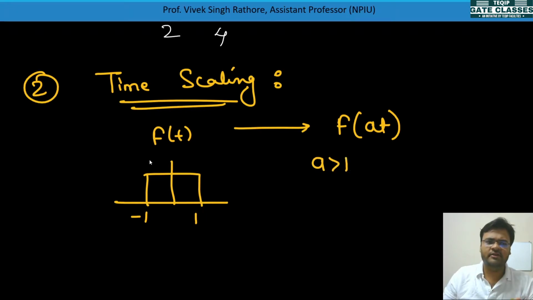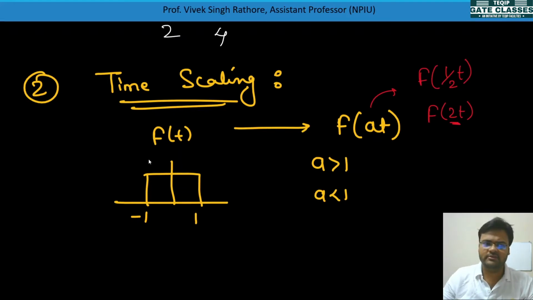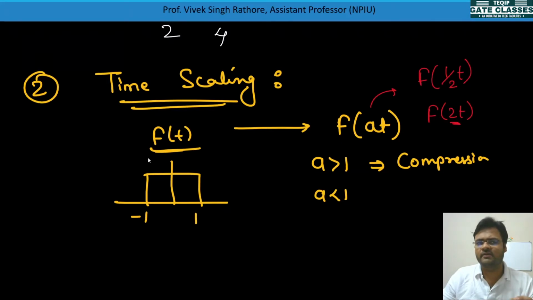Maybe a is greater than 1 or maybe a is less than 1, okay. Let's suppose here we do f of half t or f of 2t. You can now understand what I am telling you. A can be greater than 1 or a can be less than 1. If a is greater than 1, you can understand that this is a property of compression. Means if you see f(at) and a is greater than 1, whatever the signal was in f(t), it will be compressed in f(at).